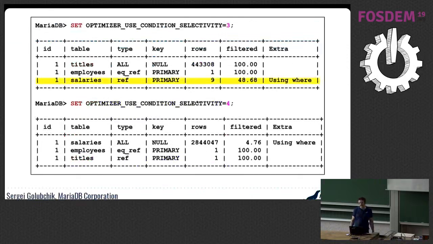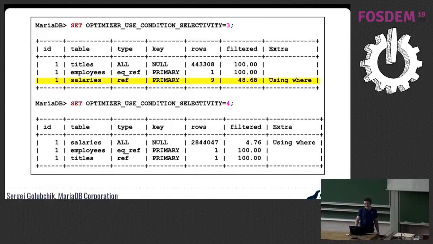Because if you don't use histograms, then all the data that the optimizer knows about the table is the minimal value for the salary and the maximal value for the salary. And because we are searching for everything which is above the midpoint, the optimizer can figure out, okay, so this is the midpoint, about half of the data should be above the midpoint, about half of the data should be below. That's what the optimizer thinks, and indeed if you see the filtered column, it is about 50%. The optimizer thinks that half of the rows will pass the where clause.